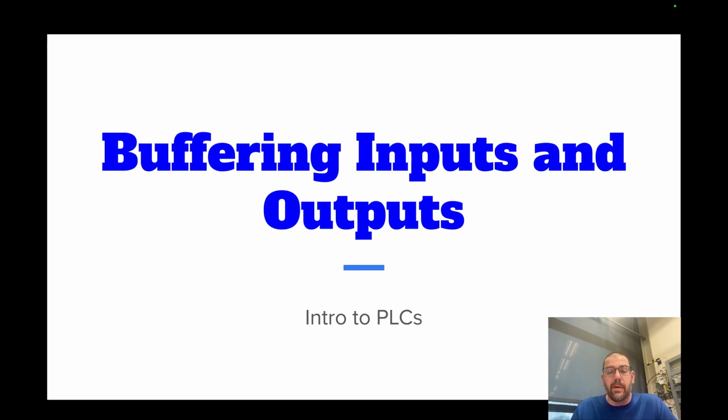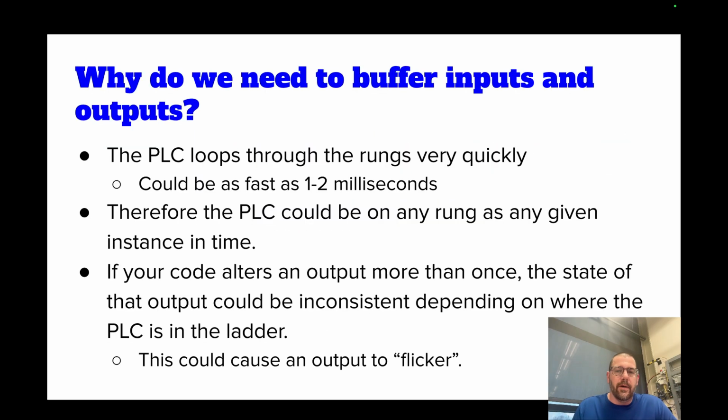So in this video, we're going to talk about buffering the inputs and outputs of the PLC, why it's necessary, and how to do it. So why is this a concern? The big idea is that it's very difficult to know precisely where in the ladder logic your PLC is executing at any particular instance in time. It loops through those rungs very, very quickly, possibly on the order of a couple of milliseconds, and so it could literally be anywhere at any given instance.